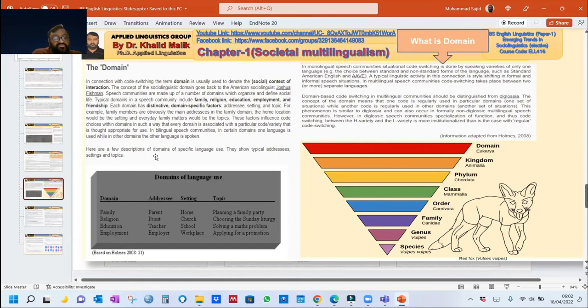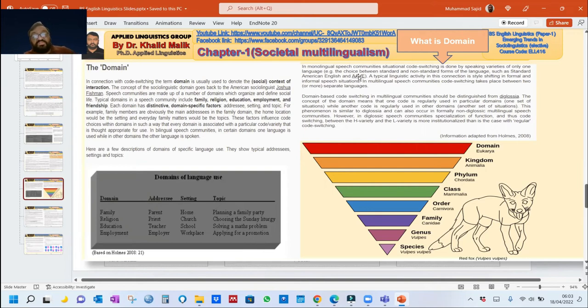Here are a few descriptions of domains of specific language use. They show typical addressee, setting, and topic. Look here, domains of language use. Domain is family, addressee is parent, setting is home, topic is planning a family party. Domain is religion, addressee is priest, setting is church, topic is choosing the Sunday liturgy. Domain is education, addressee is teacher, setting is school, topic is solving a maths problem. Domain is employment, addressee is employer, setting is workplace, topic is applying for a promotion.